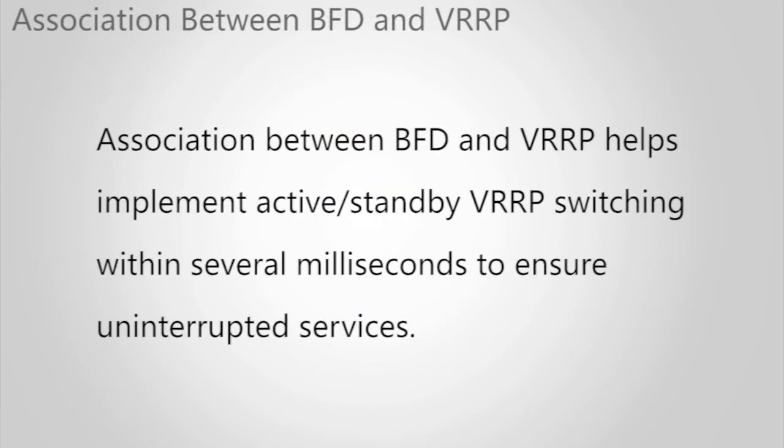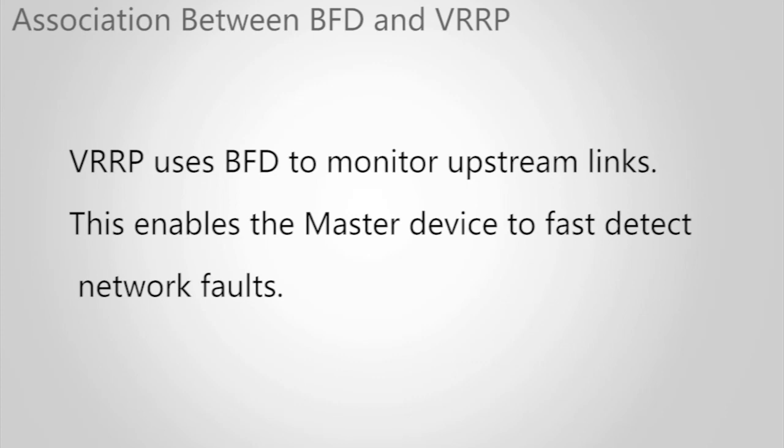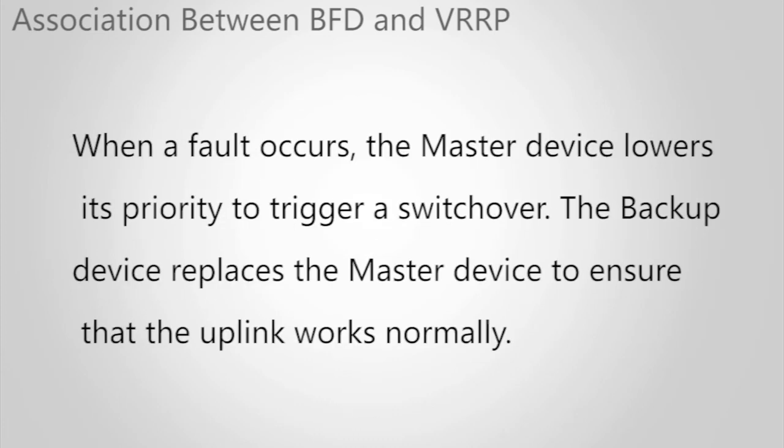Association between BFD and VRRP. Association between VRRP and BFD helps implement active or standby VRRP switching within several milliseconds to ensure uninterrupted services. VRRP uses either of the ways described below to track the status of a BFD session to perform fast switchover. VRRP uses BFD to monitor upstream links. This enables the master device to detect network faults faster. When a fault occurs, the master device lowers its priority to trigger a switchover. The backup device replaces the master device to ensure that the uplink works normally.